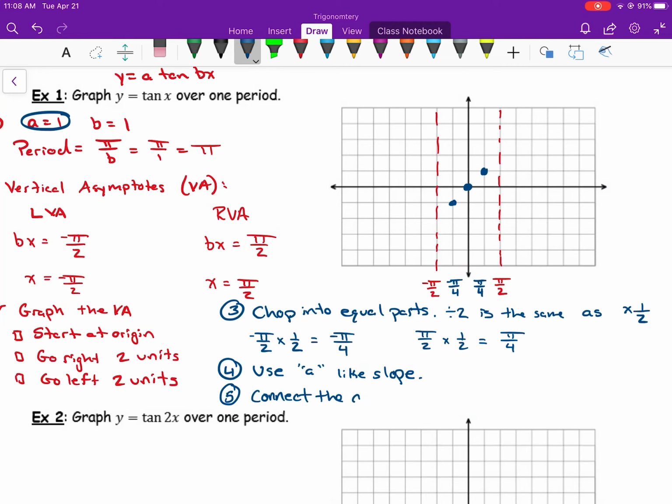Connect the dots. Okay. So we're going to stop at the top, increasing from left to right. So bottom left and up. And this graph will repeat forever and ever and ever, to the left and to the right. That's your period, so nothing changes right there.